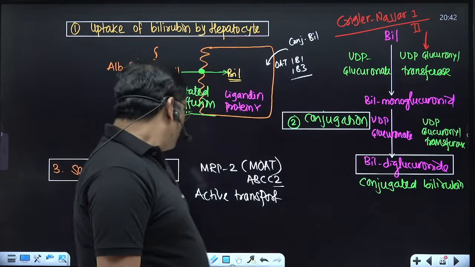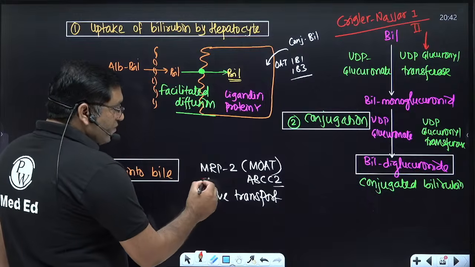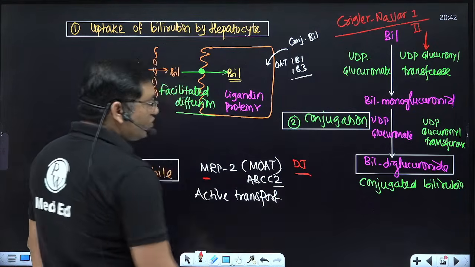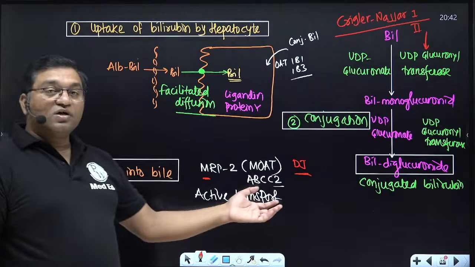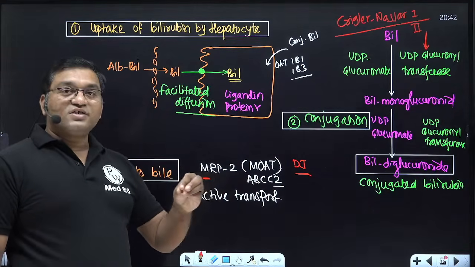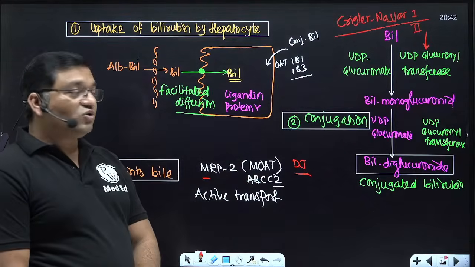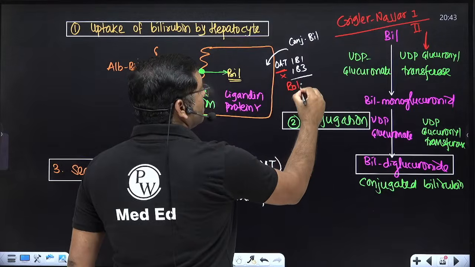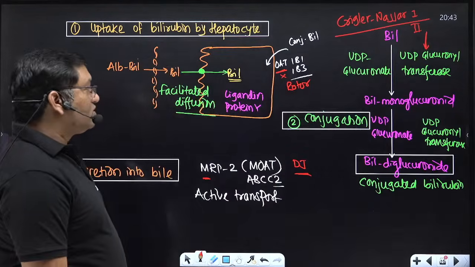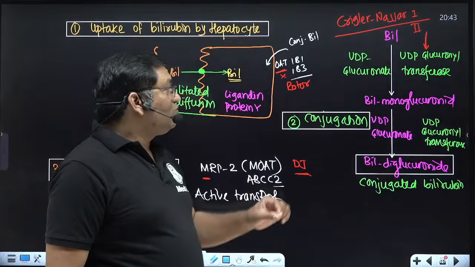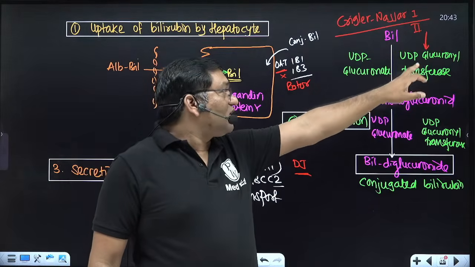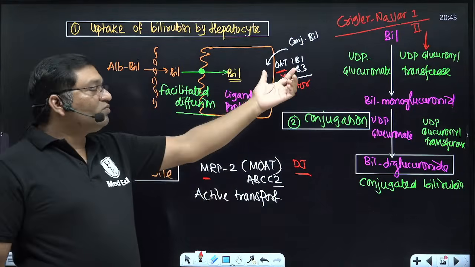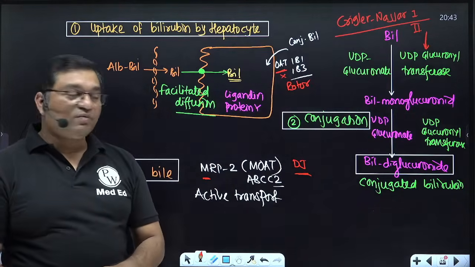Now, if there is mutation in MRP2, this causes Dubin-Johnson syndrome, where there is an increase in the congenital conjugated bilirubin. If there is mutation in the organic anion transporter, this causes Rotor syndrome. So Crigler-Najjar type 1, type 2, there is deficiency of UDP glucuronyl transferase activity. Dubin-Johnson syndrome, there is defect in MRP2. Rotor syndrome, there is defect in organic anion transporter 1B1, 1B3.